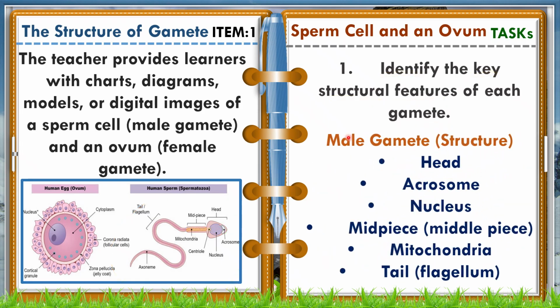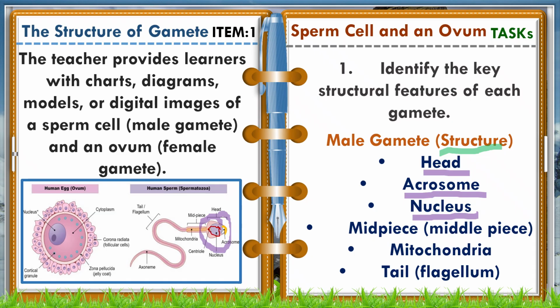We are now looking at the male gamete structure. We want to focus on the structure of the male gamete. It has the head. The head is the whole of this part here. It has the acrosome. The acrosome is that smaller part in front here. It has the nucleus. We have the nucleus here in the middle.